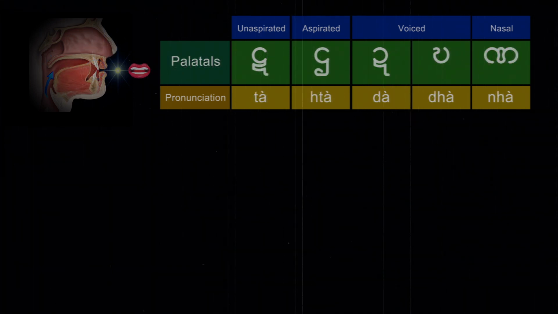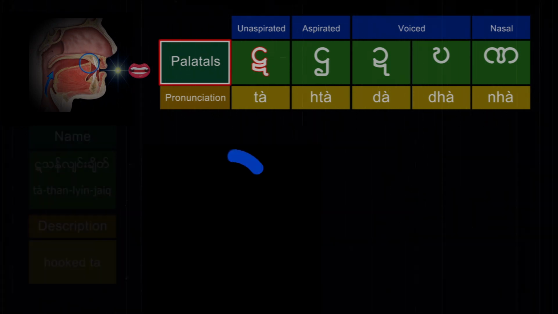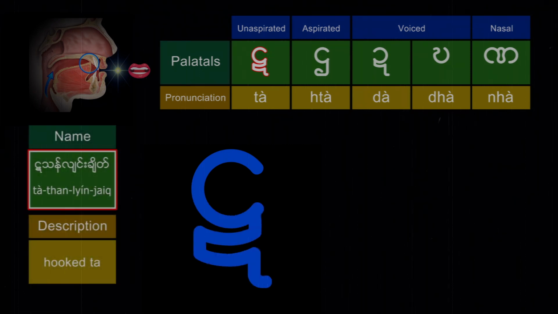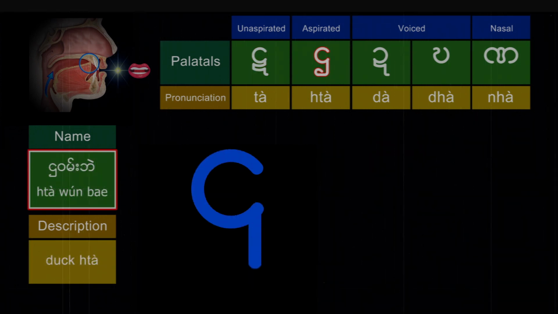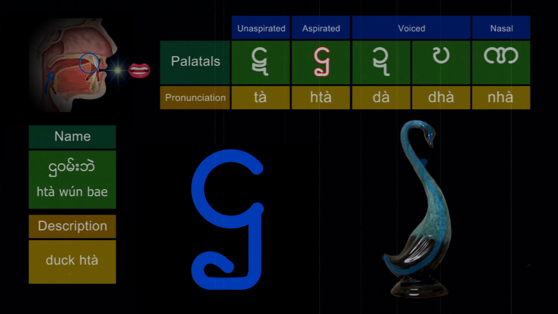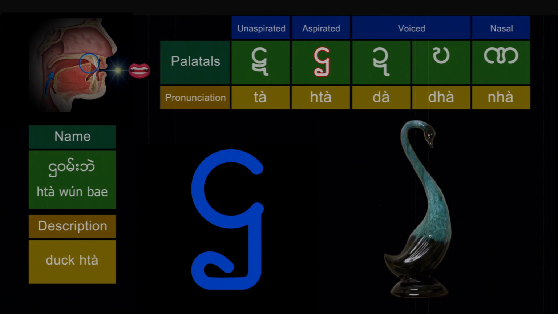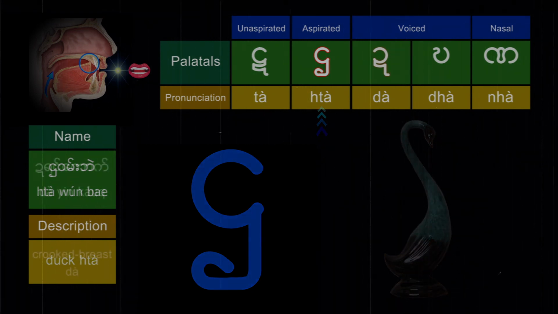Alright, let's have a look at the third group that contains ancient Pali alphabets, which produce palatal sounds. Ta Dan Lian Jie means hooked ta. It gives a palatal ta sound. Ta Womba means duck ta, because it looks like a long-necked duck or a goose. It produces a palatal ta sound.